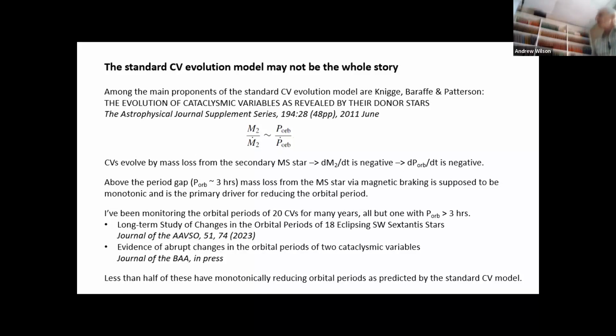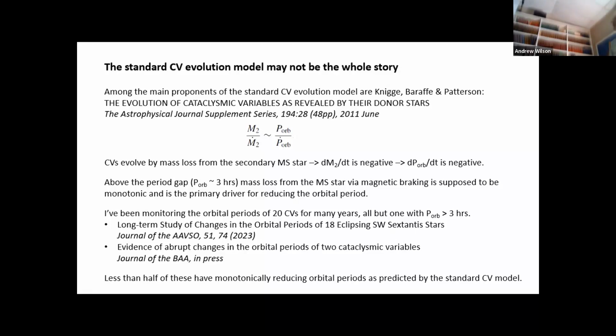Now, that evolution has been quite well characterized in what has become known as the standard CV evolution model. One of the main papers about it is by Knigge, Baraffe, and Patterson, who are certainly the proponents of that model. And that paper contains, among a lot of formulae, a simple relationship that relates the change in the mass of the secondary star, M2, the M dot, to the change of the orbital period, P dot.